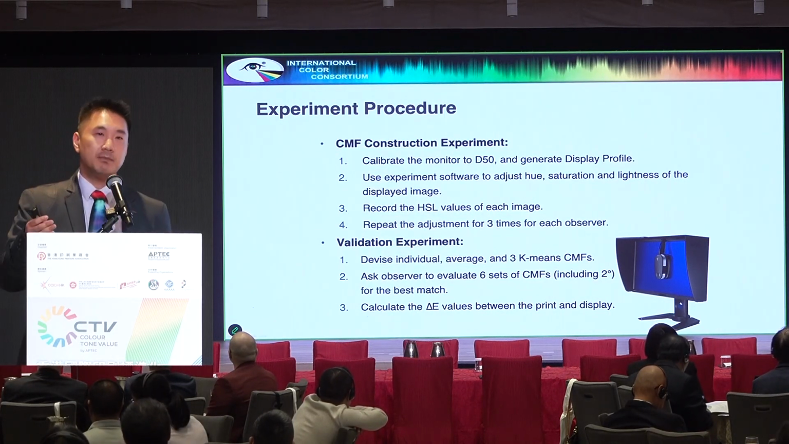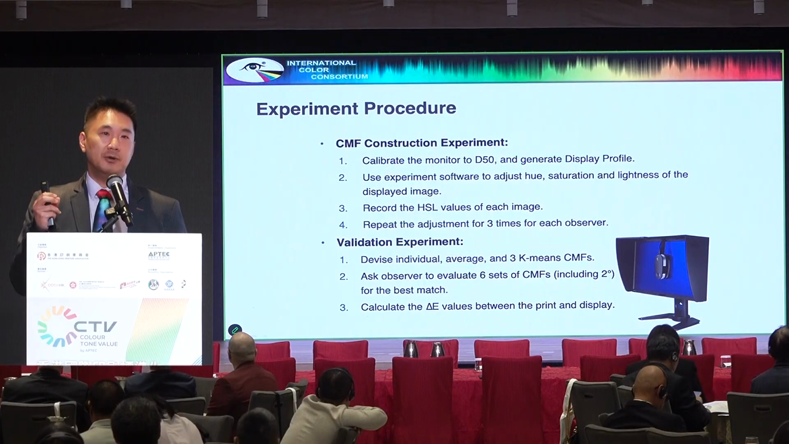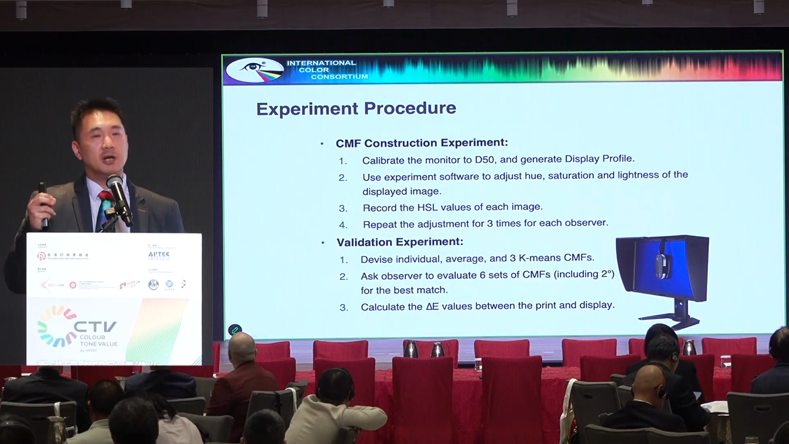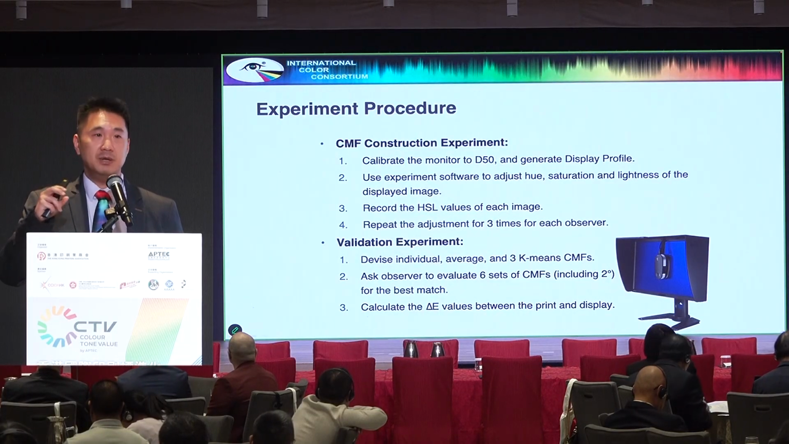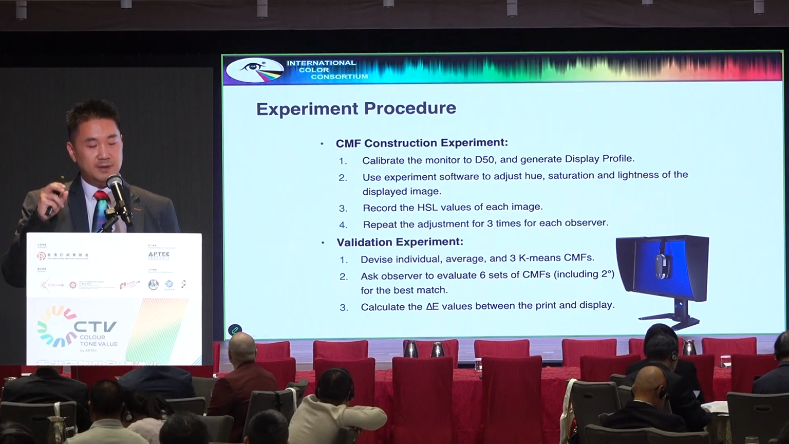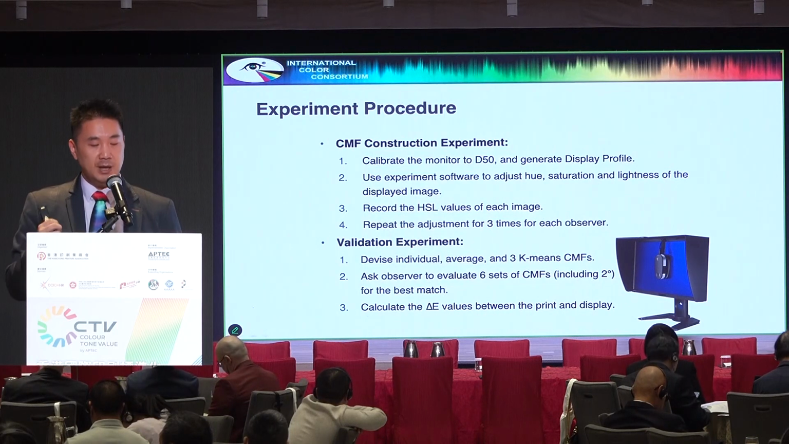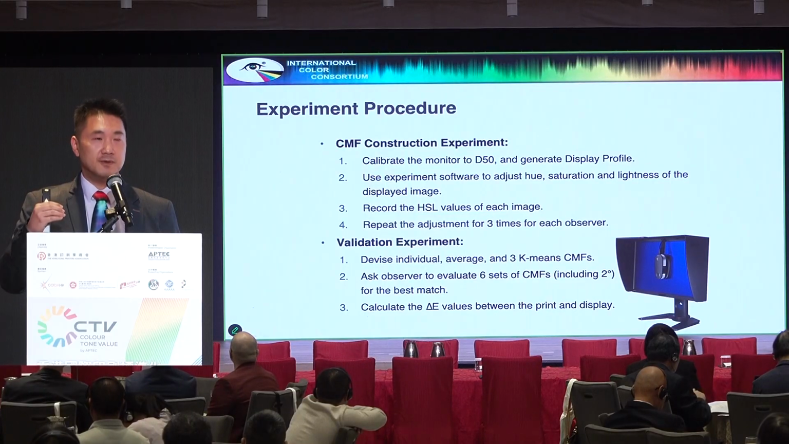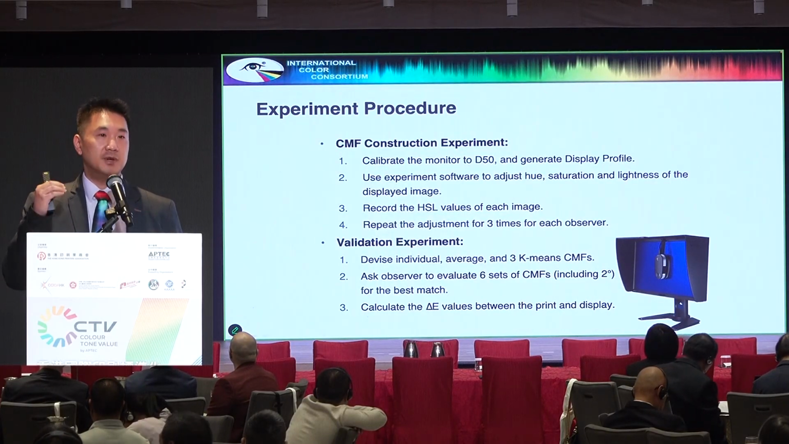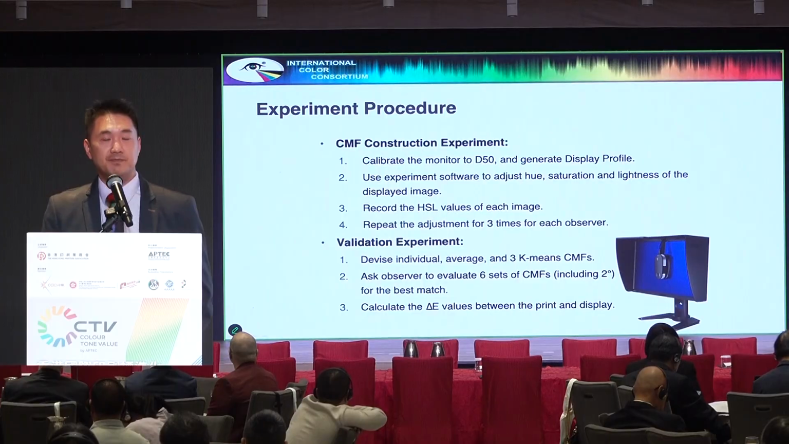Okay, and there's a second part of the experiment called validation. We used the measured values and devised the individual color matching functions based on the 2-degree color matching function, which is what we have been using for ages. We devised the individual and the average, and also looked into how we can group the 45 observers into 3 different groups. So in the next experiment, the validation experiment, we asked the observers to evaluate 6 sets of color matching functions for the best match, and we also calculated the delta E values.